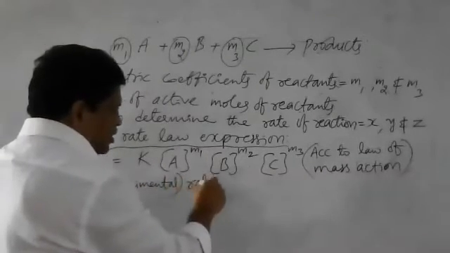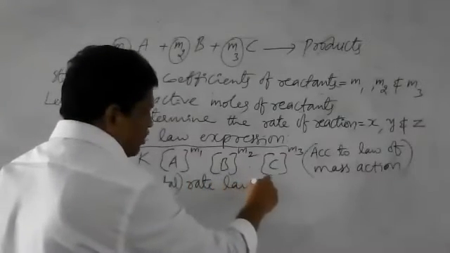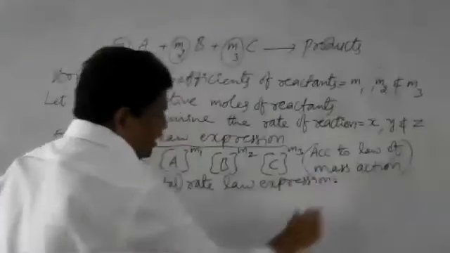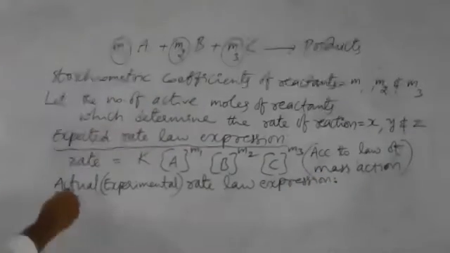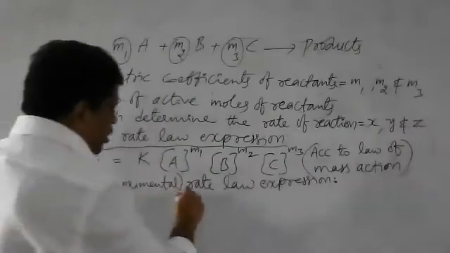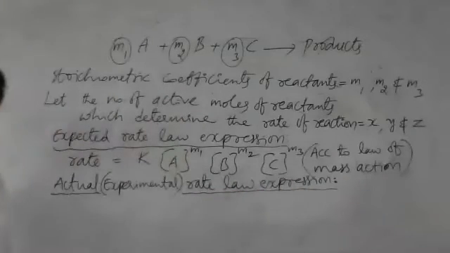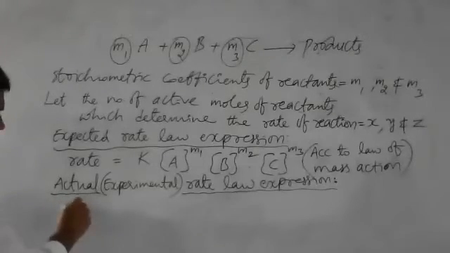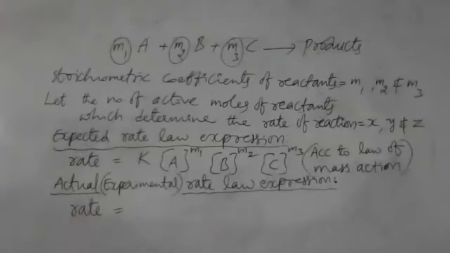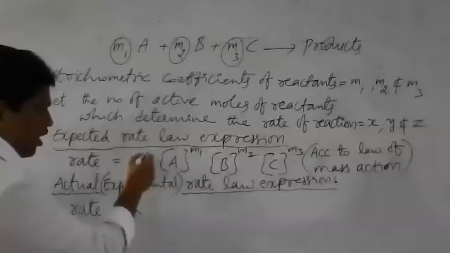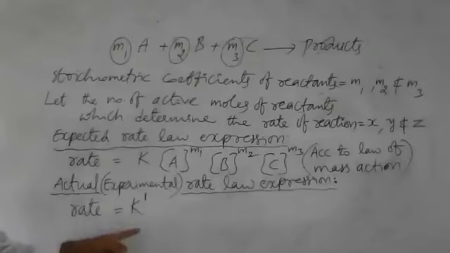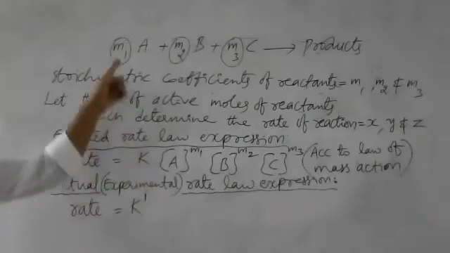So what is the experimental rate law expression? Tell me, by using which moles do we have to write? Stoichiometric moles or active moles? By using active moles we have to write. Now tell me, what is the actual rate here? Rate equals rate constant K. Here K is already used, so I'm taking K dash. The actual rate constant will be K dash. Here K is what is expected from the balanced equation.